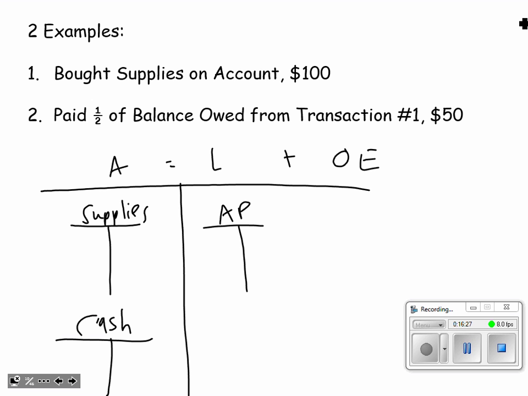Before we do the transactions, let's label them. Left is debit, right is credit. Even when we go to the other side, there's still a left and right side under AP. Left is debit, right is credit. I also want to label the operators.